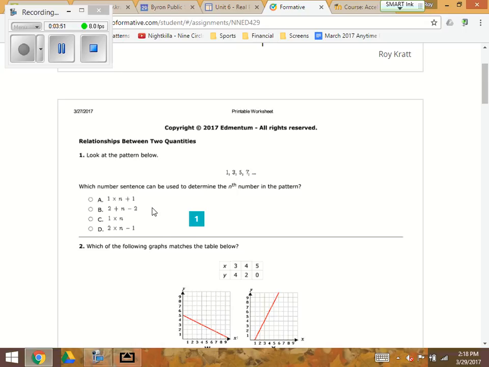Plug in 1. 1 times 1 is 1, so that works. 1 times 2 is 2, so that does not work because I needed a 3. So therefore D is the only one that actually works.